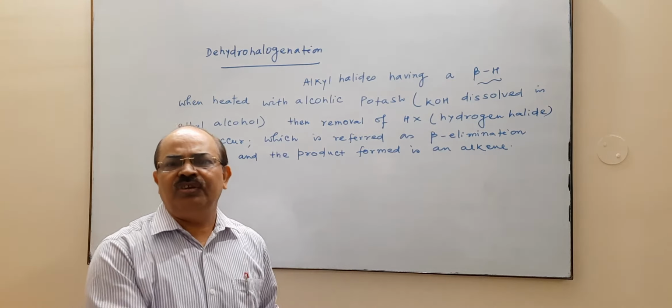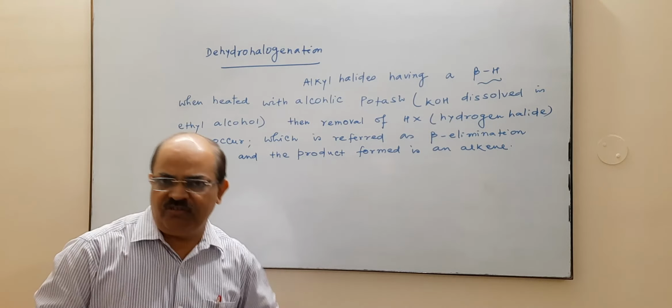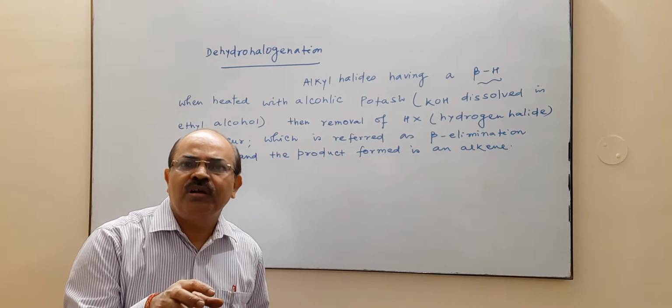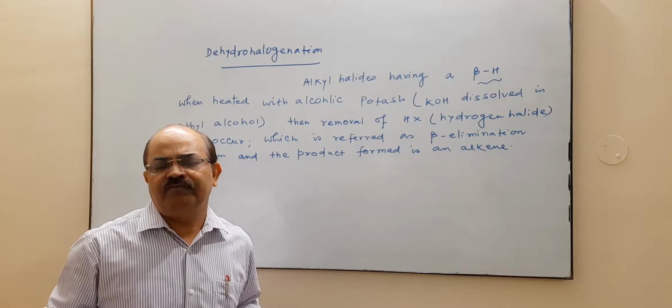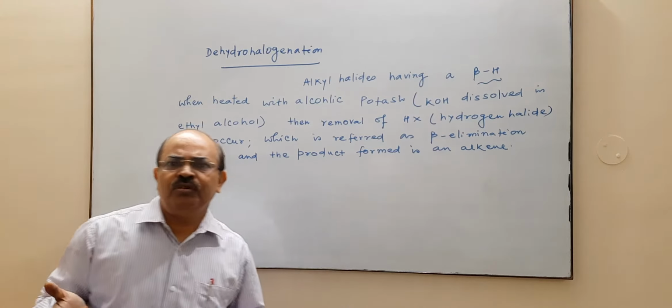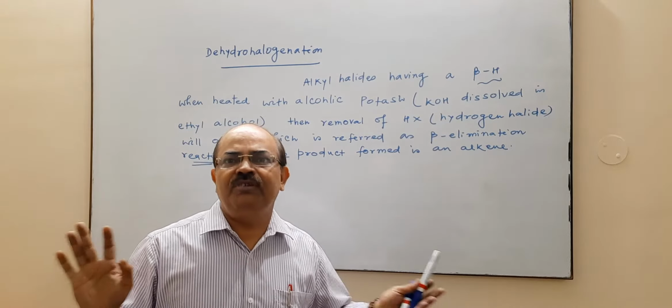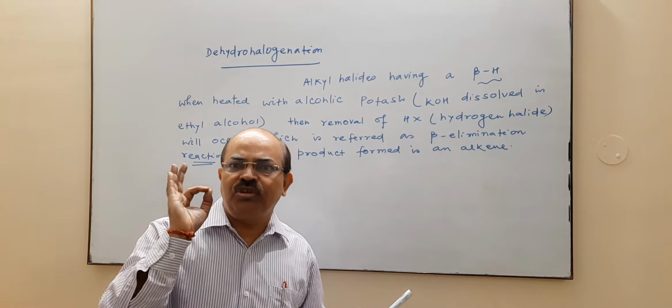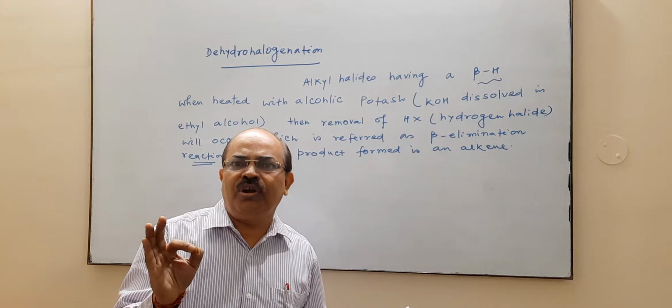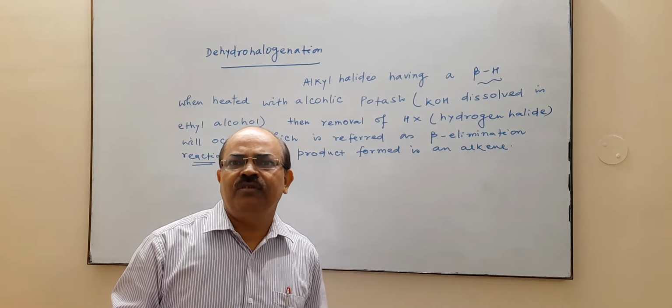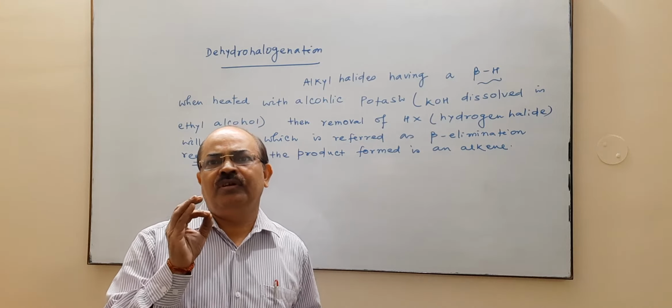Now let us see this dehydrohalogenation or beta-elimination. Now the question is, why is it dehydrohalogenation? Why is it beta-elimination? These are the important questions related to this reaction.